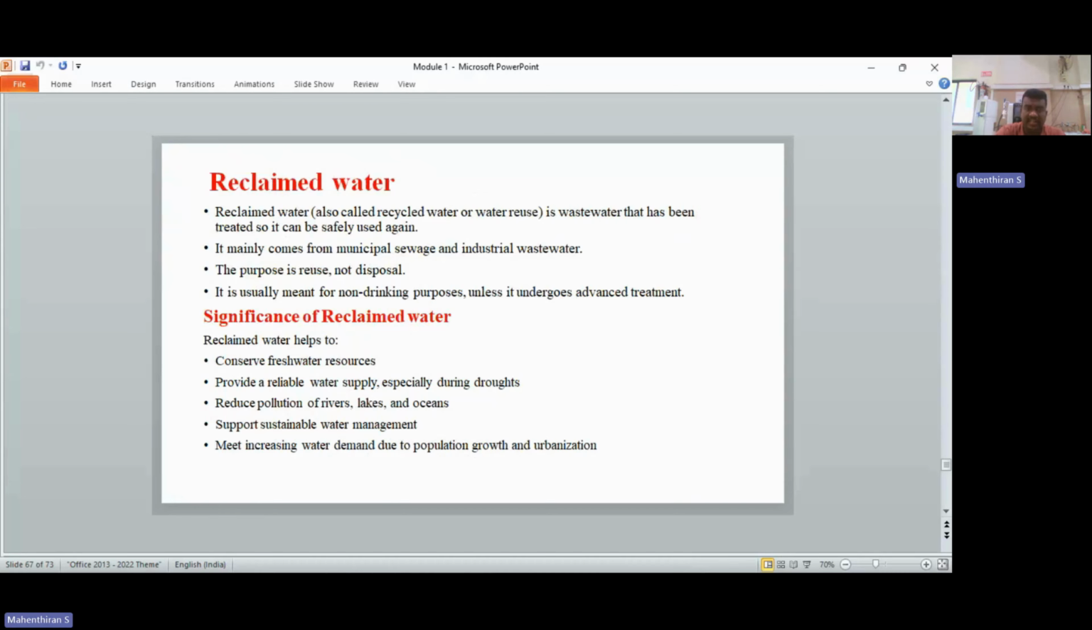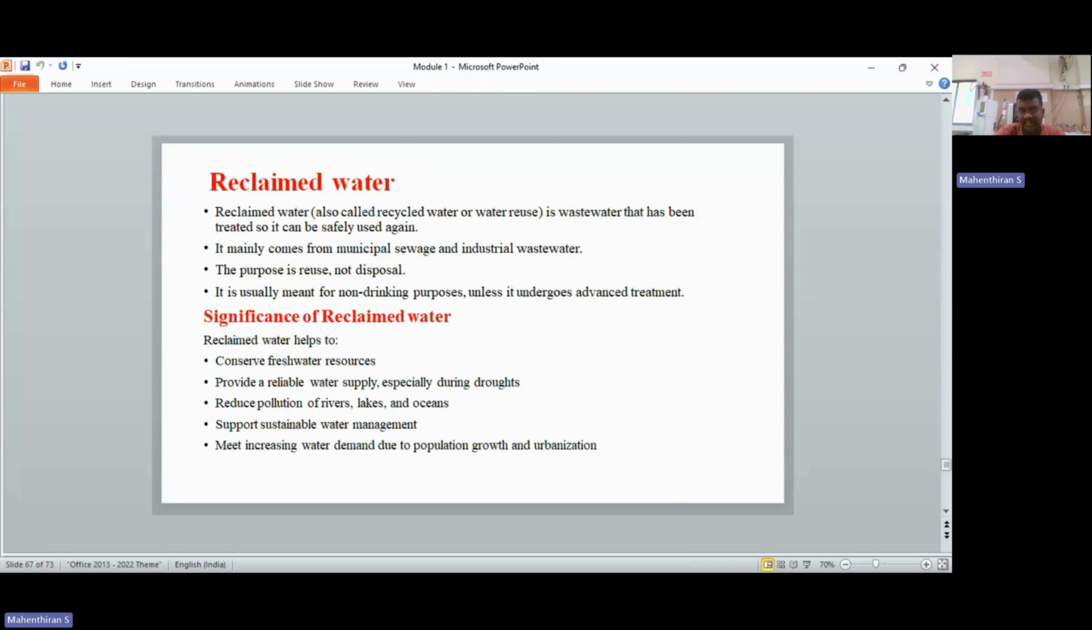Secondly, the reclaimed water ensures a reliable water supply, especially during drought conditions. Even when rainfall is low, wastewater generation continues. So, reclaimed water acts as a consistent and dependable resource. Third, it helps in reducing the pollution.